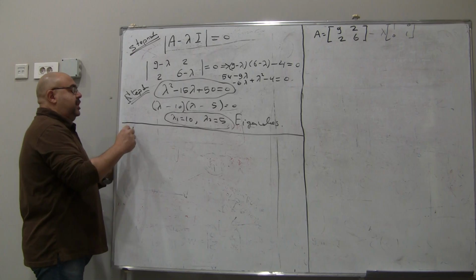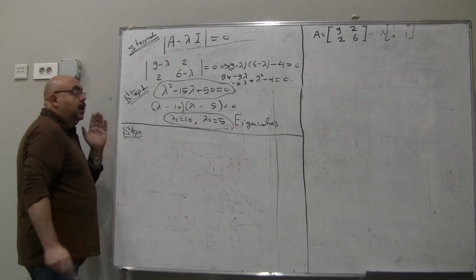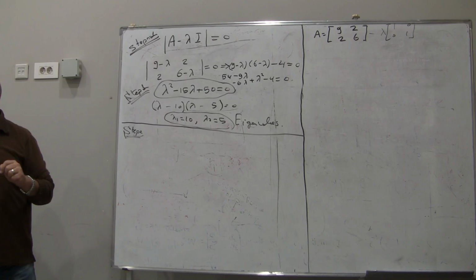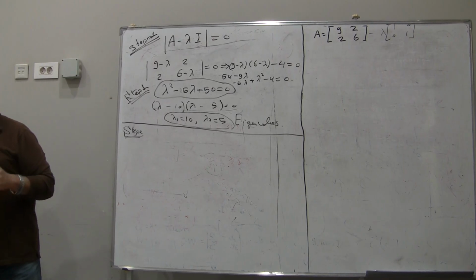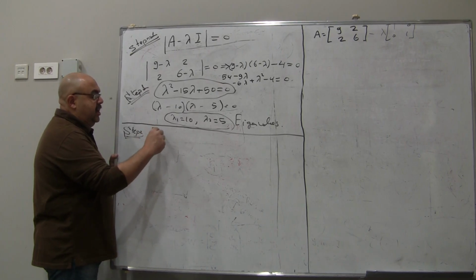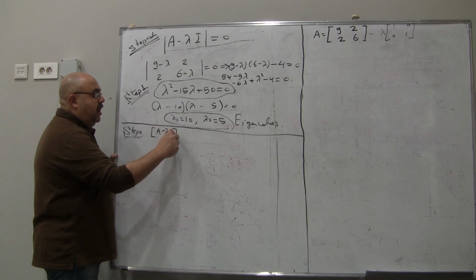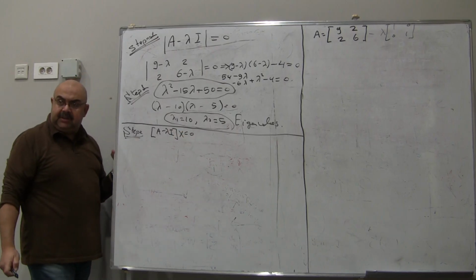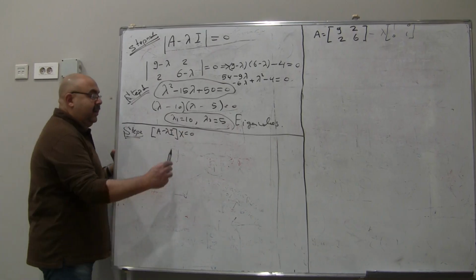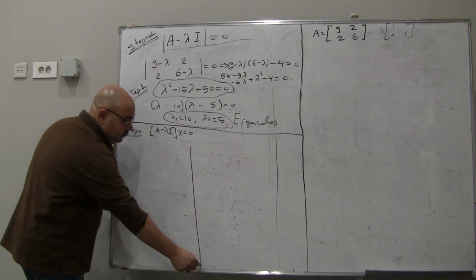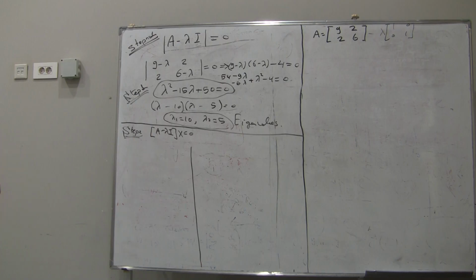I'm going to step 2. To each one of these values, I will have a vector. The vectors will come from solving a system, which is A minus lambda I times x equals 0, which is a homogeneous equation. I will get the first vector. I will do it like this.